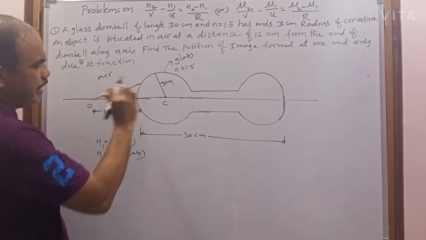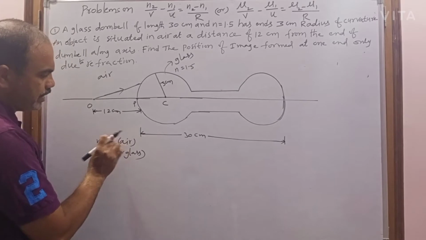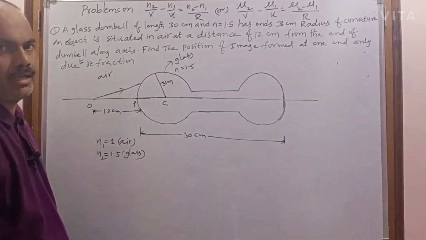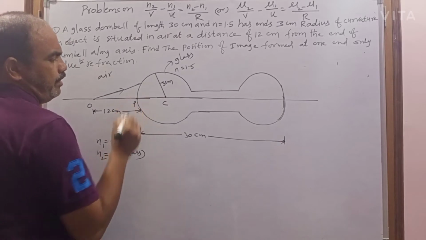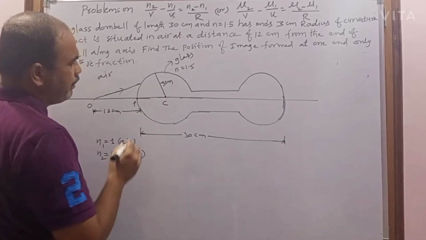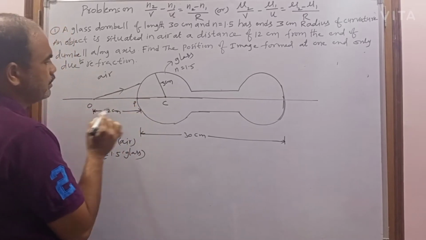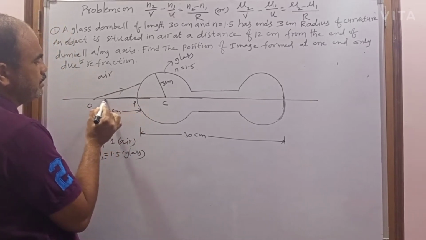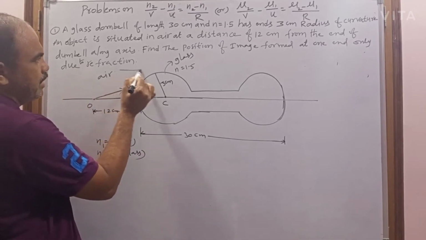In air the incident ray travels, and in the glass the refracted ray travels. That's why N1 is taken as air and N2 can be taken as glass. Now, according to the sign convention, all distances are measured from where? The pole. Now this is the object. So when I measure the object distance, in which direction are you moving? Opposite direction. So actually the incident direction is this one.